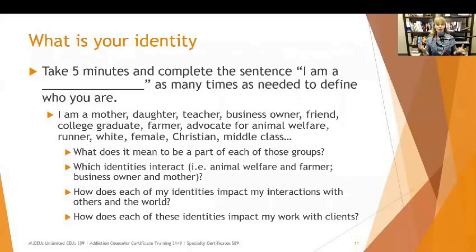A lot of times I will have conflicting identities where maybe I want to travel and go to a conference, but I also want to be around and see my kids every day. How does each of these identities impact my interactions with others and the world? Being a mother, for example, but I'm also a daughter. And my mother and I have very different ideas about how to raise my children.